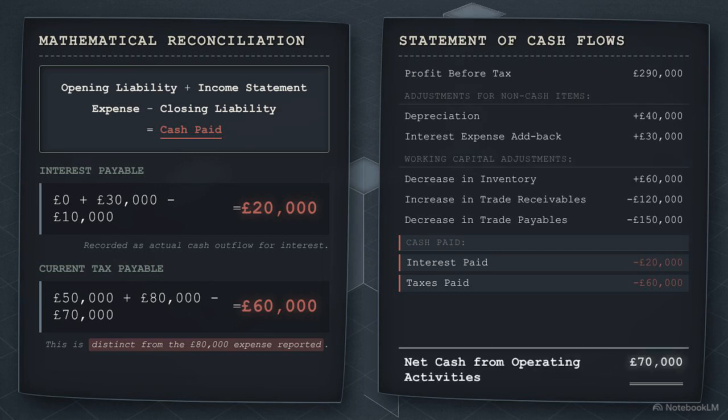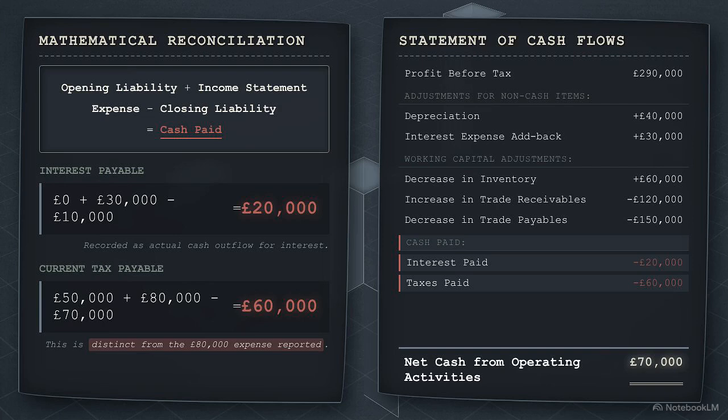Opening liability plus income statement expense minus closing liability. We execute this formula for interest payable. £0 opening plus £30,000 in expense minus a £10,000 closing balance. We record the resulting £20,000 as the actual cash outflow for interest. We execute the same formula for current tax payable, £50,000 opening plus an £80,000 expense minus £70,000 closing. We record the £60,000 result as the actual cash outflow for taxes. This is distinct from the £80,000 expense reported.